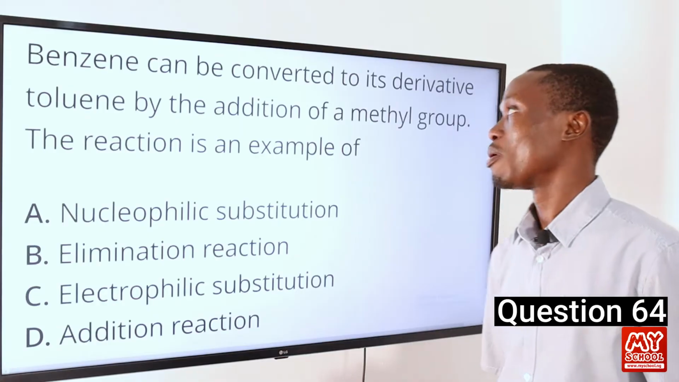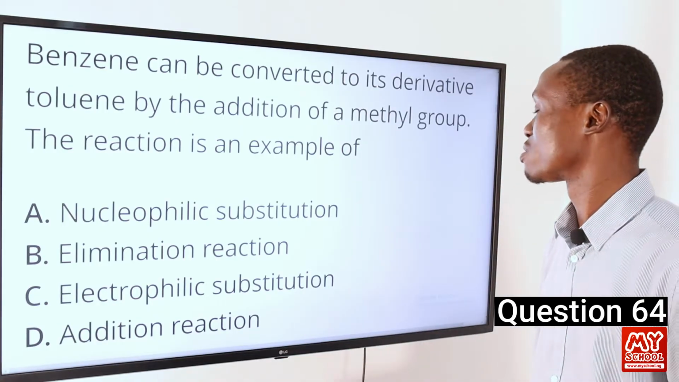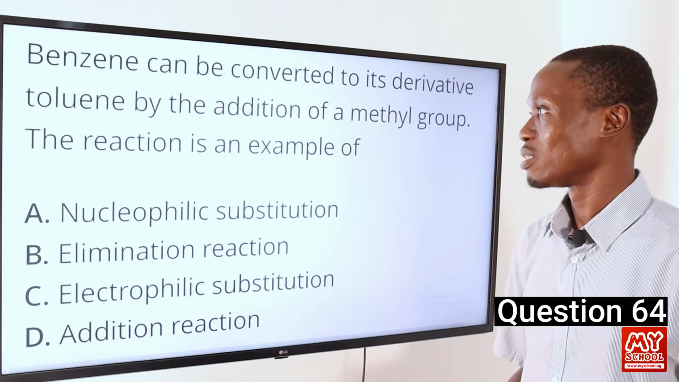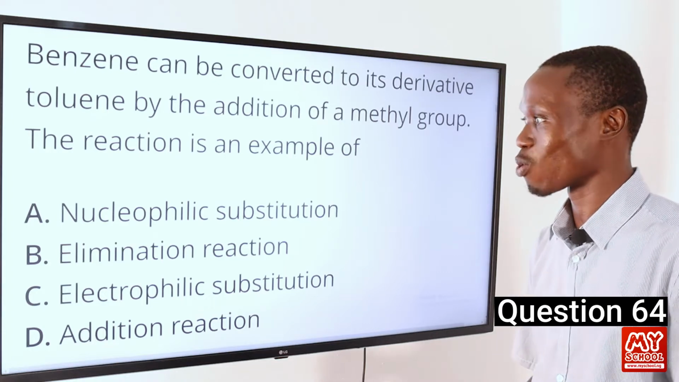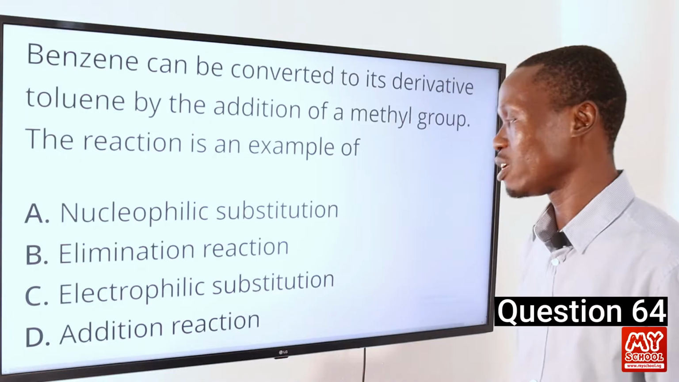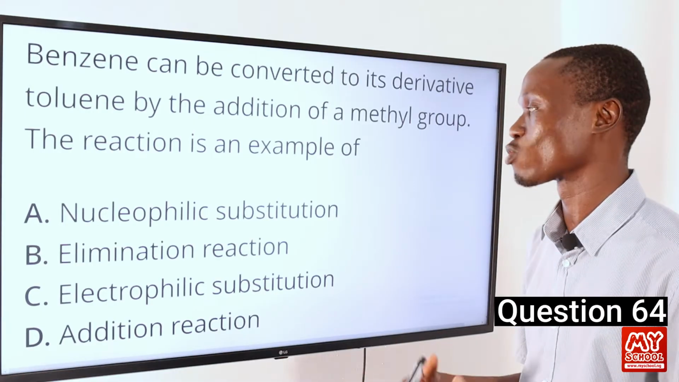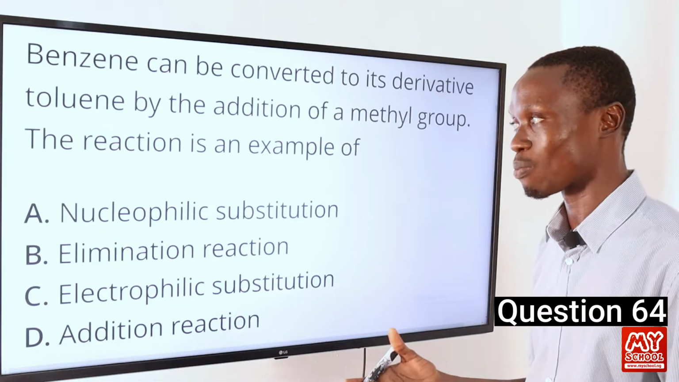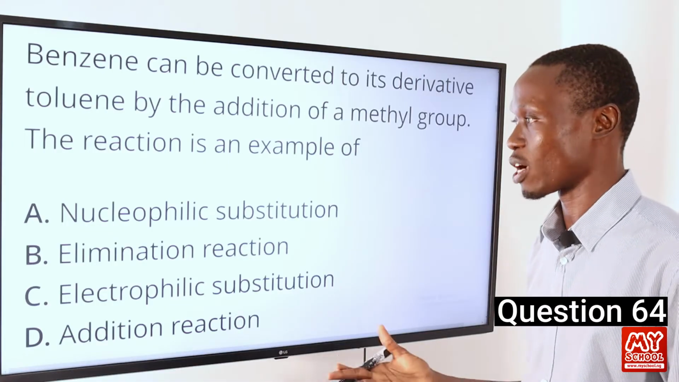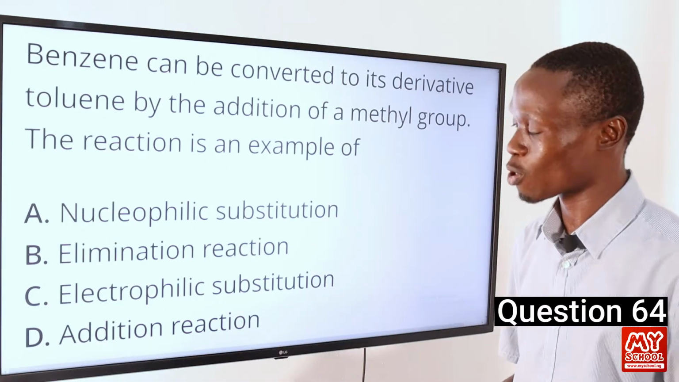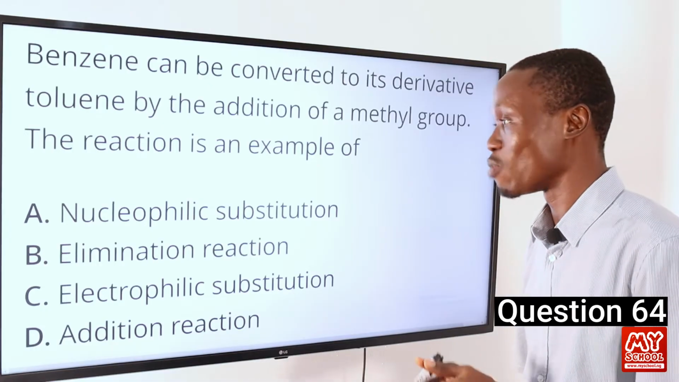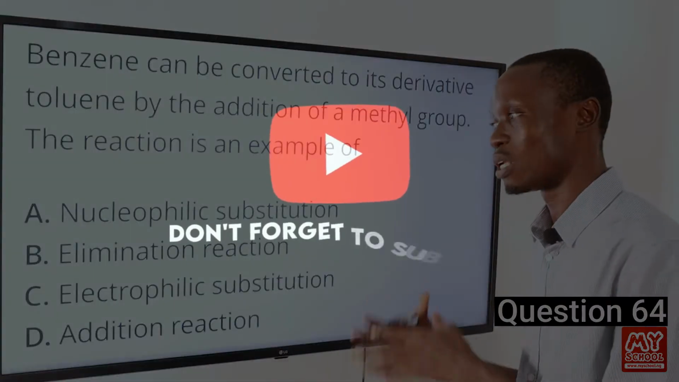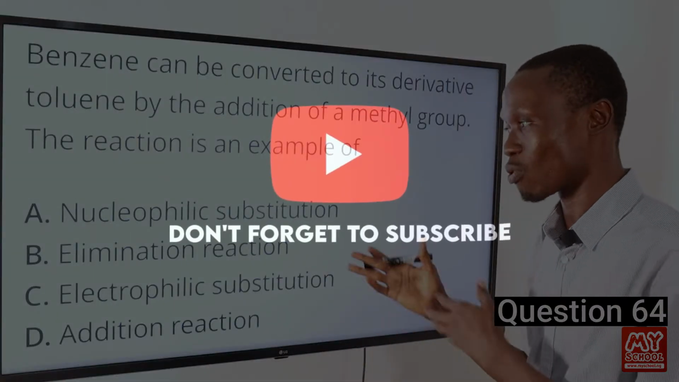Question 64. Benzene can be converted to its derivative toluene by the addition of a methyl group. The reaction is an example of what? So option A will have nucleophilic substitution. Nucleophilic has to do with the love of the nucleus, okay, and the nucleus of an atom of an element is positively charged, so it cannot be option A. Option B is elimination reaction. The conversion of benzene to toluene does not involve elimination reaction.